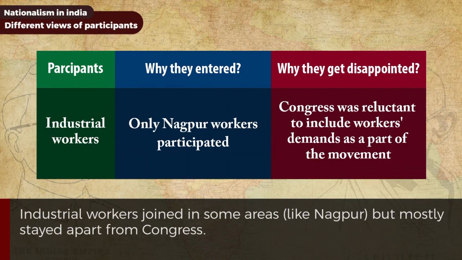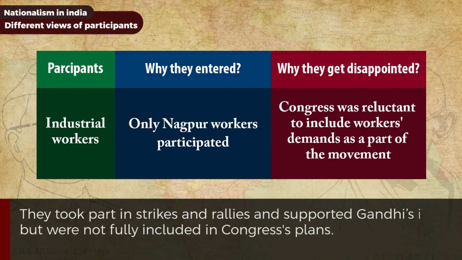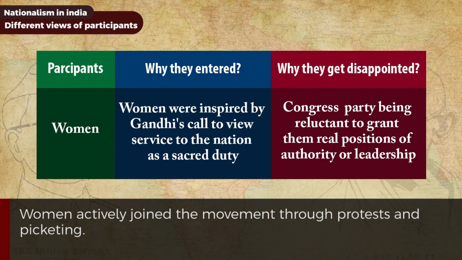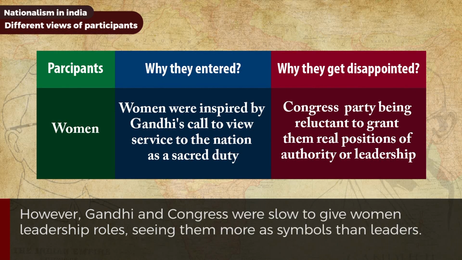Industrial workers joined in some areas like Nagpur, but mostly stayed apart from Congress. They took part in strikes and rallies and supported Gandhiji's ideas, but were not fully included in Congress plans. Women actively joined the movement through protests and picketing. However, Gandhi and Congress were slow to give women leadership roles, seeing them more as symbols than leaders.